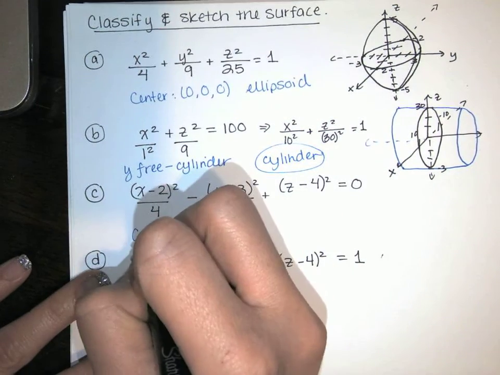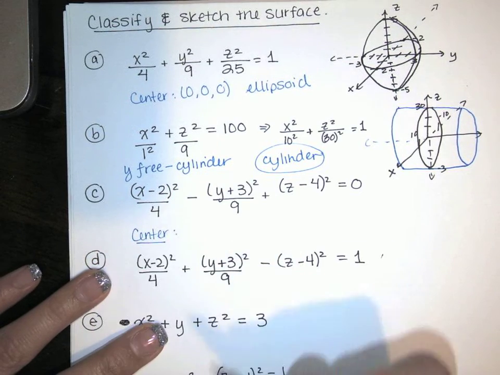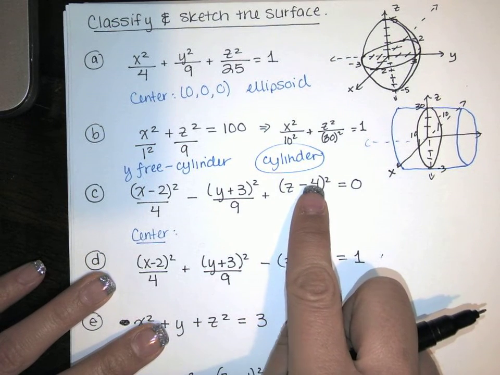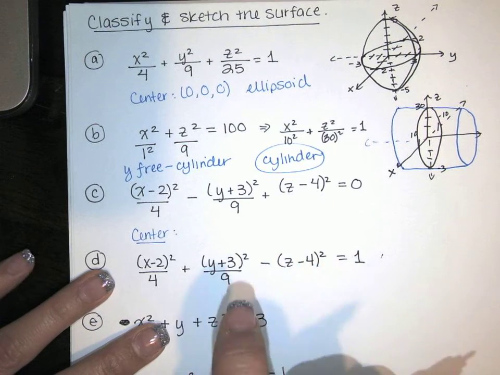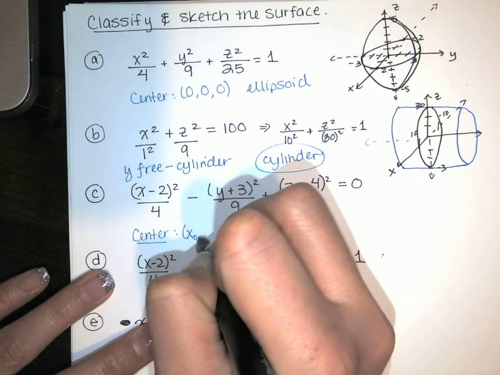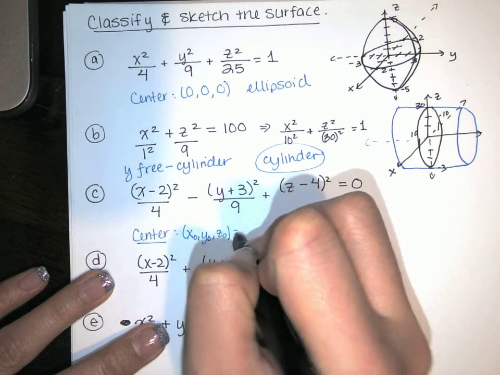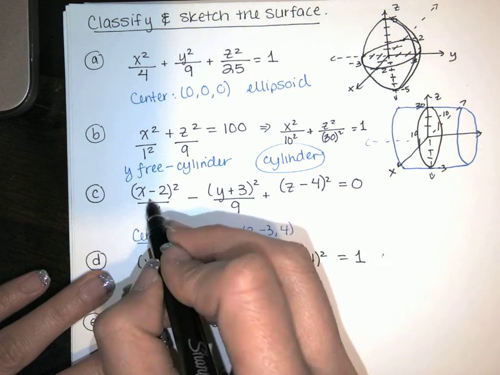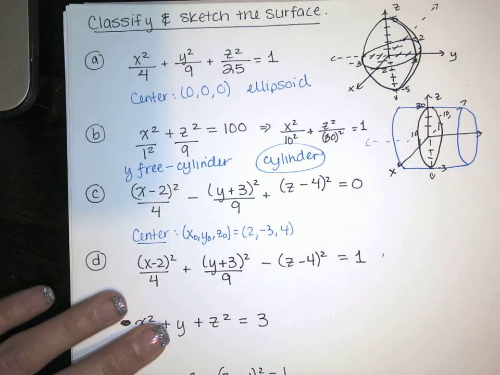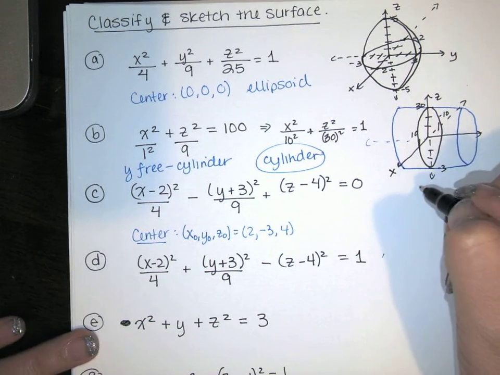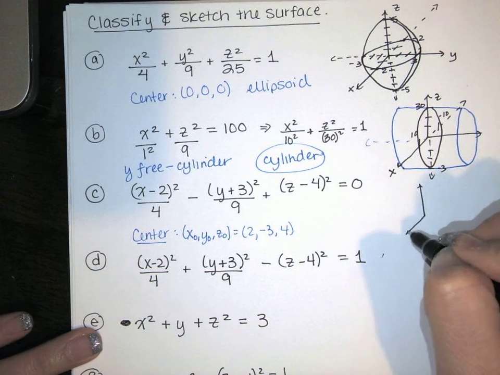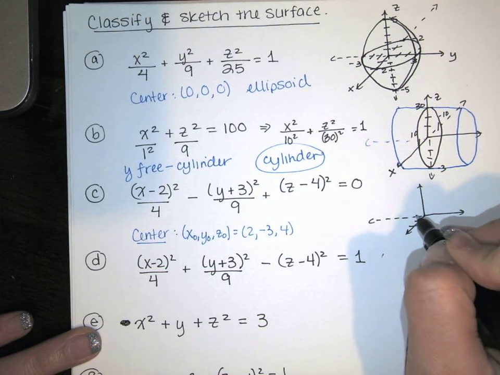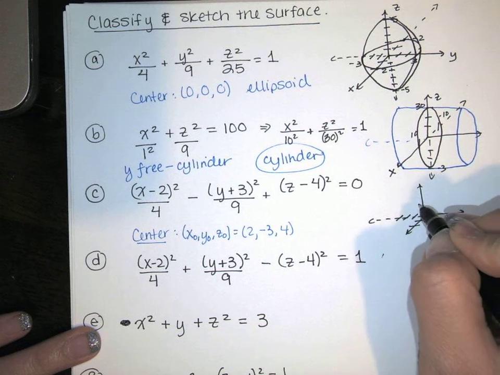So let's identify the center. I look at the x, the y, and the z, and I see what I'm subtracting from the x, y, and z. So whatever sign I see there, I'm going to take the opposite sign. So x naught, y naught, z naught is 2, negative 3, and 4, because I'm taking the opposite sign of those 3. So we're going to go to x equals 2, y equals negative 3, and z equals 4.